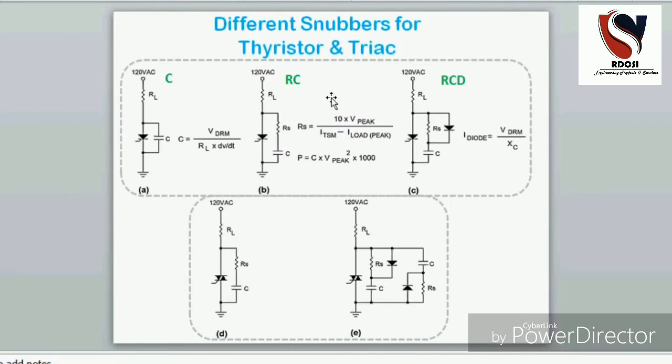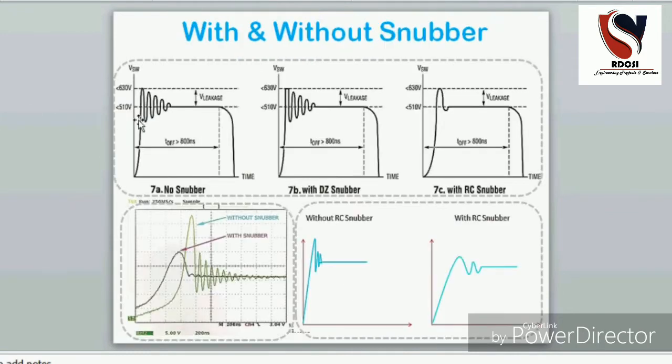Now these are the various connections of the RC networks, and the first block shows the C, RC and RCD, that is resistor, capacitor and diode. I have also shown the equations to find out the value of capacitor and resistance. I have also provided the detailed literature regarding these equations in the video description file, so you can download it from the video description. The below block shows the protection of the triac using the RC snubber and RCD snubber.